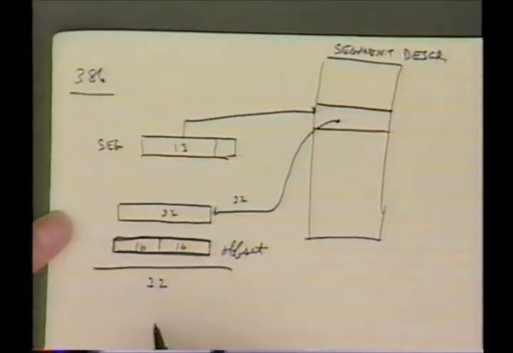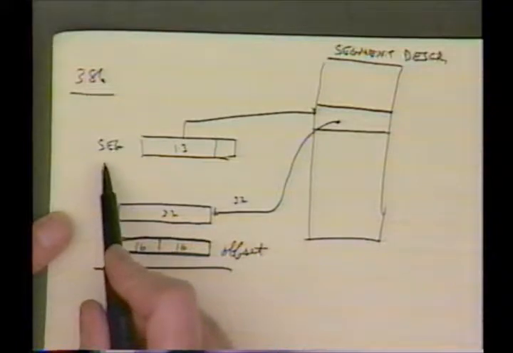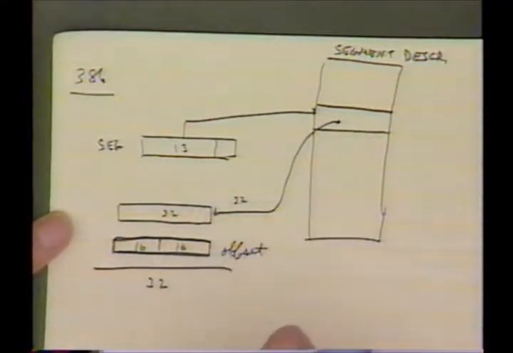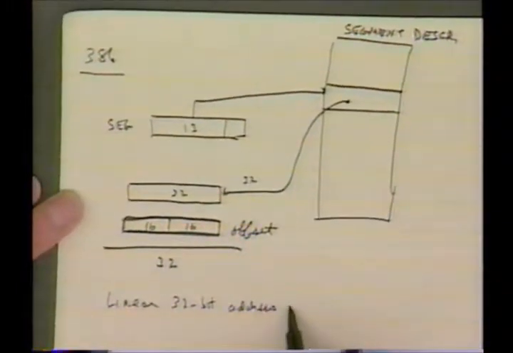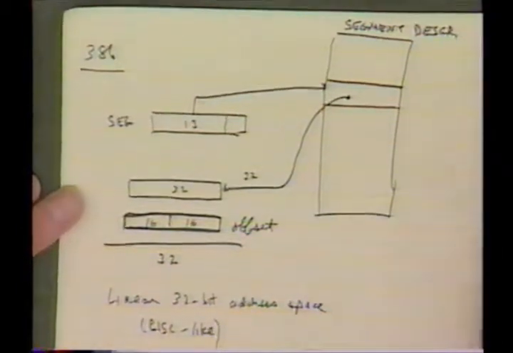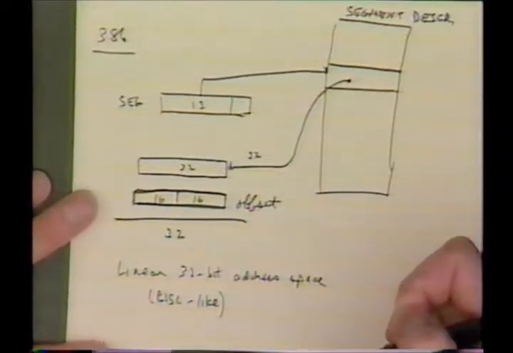But what this means is that, in fact, if you choose to, you can ignore segmentation on the 386. You can choose to have all of your segment registers have descriptors which point to a flat linear address space of 32 bits. So it's possible in this mode to have a linear 32-bit address space, much like a simple RISC processor. In fact, this is a subset of the 386. It's a subset that gets used more and more often.